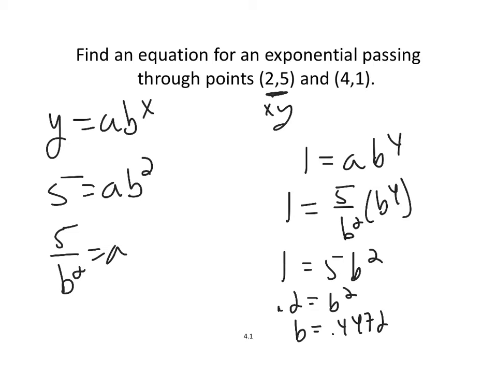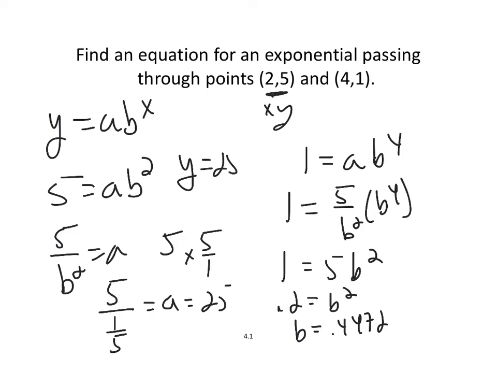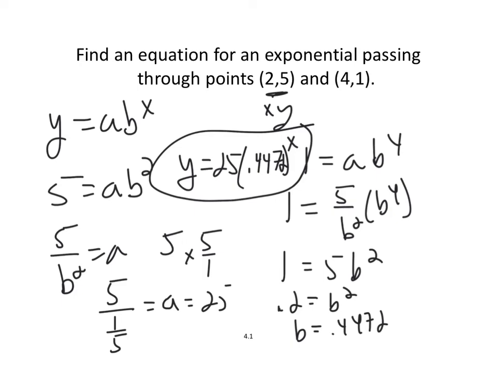And I see that 5 divided by b squared is a, and I know that b squared is 0.2 or 1/5, right? So why can't I just do this? 5 over 1/5 equals a, and isn't 5 divided by 1/5 the same as 5 times 5 over 1? So a equals 25. So this equation will be y equals 25 times 0.4472, the 72, to the x power. And that should work for this equation. It should work in my open math, and I'm sure it works in the book.